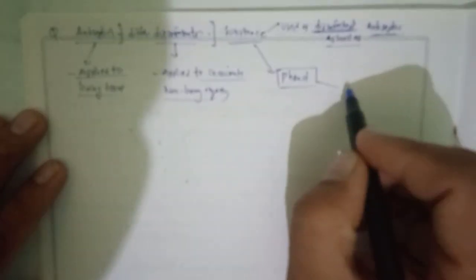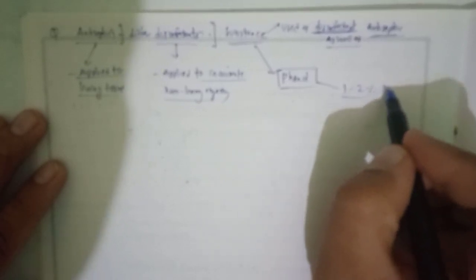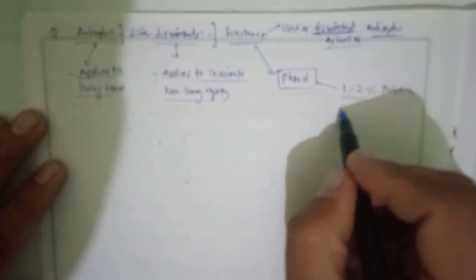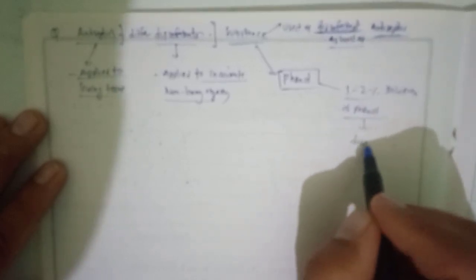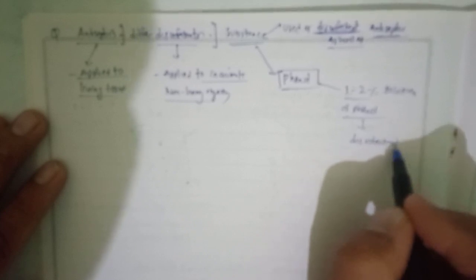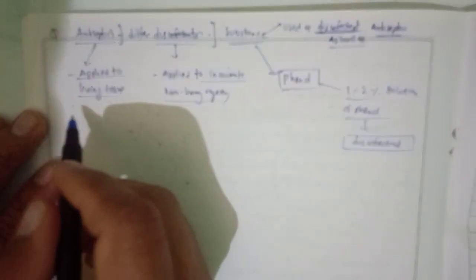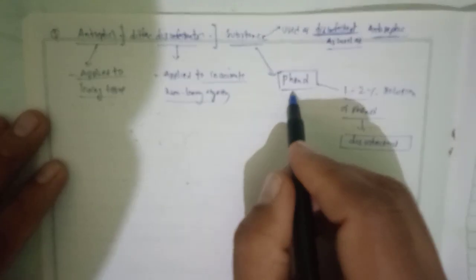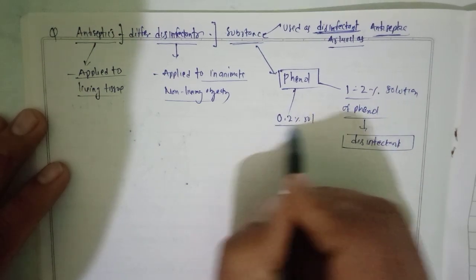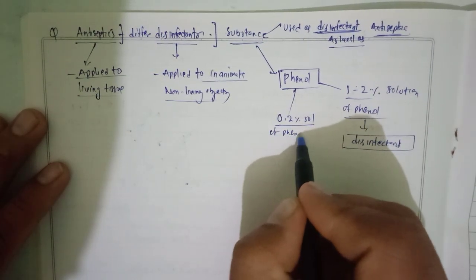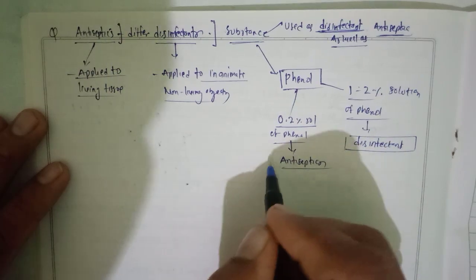So if it is a 1 to 2% solution of phenol, then it is used as a disinfectant. And if it is a 0.2% solution of phenol, then it is used as an antiseptic.